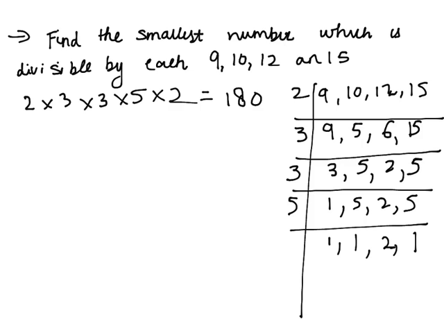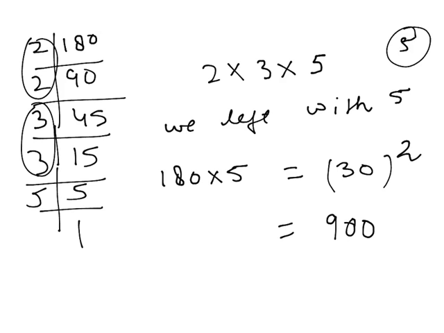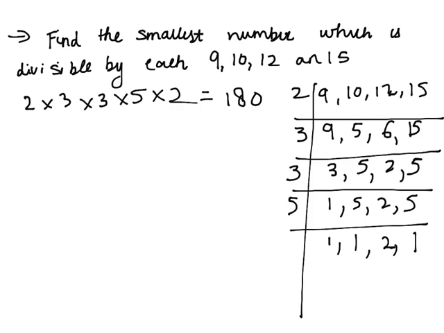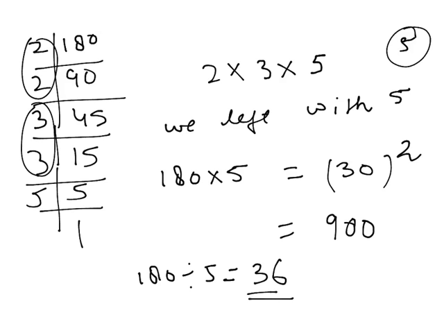In another way, if we divide 180 by 5, we will be left with 36, and clearly 36 is not divisible by 10. But here we have to find a number that is divisible by each of the numbers 9, 10, 12 and 15. So here we are multiplying that number by 5 to get the number that is a perfect square.